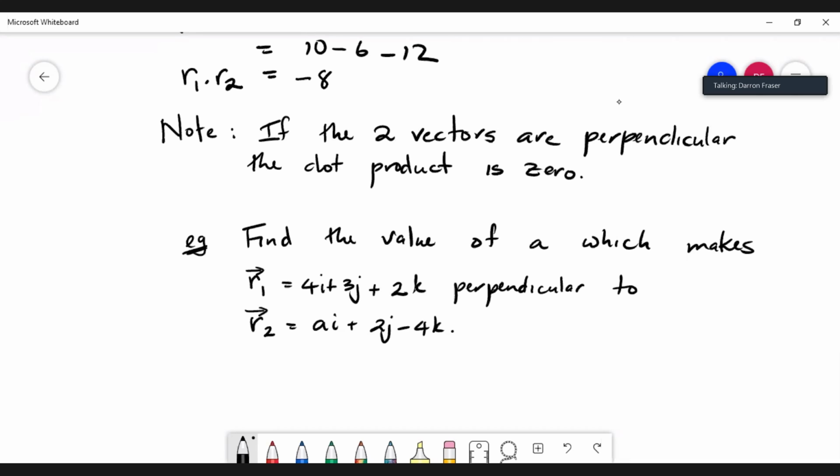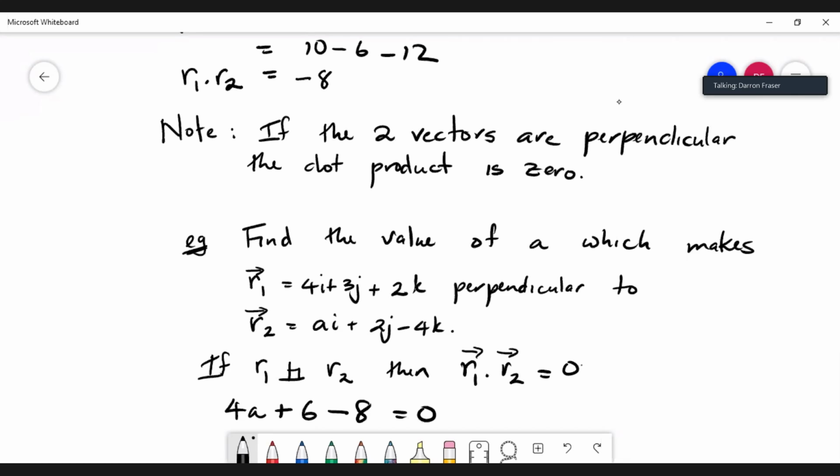So if they are perpendicular, then R1 dot R2 is supposed to equal 0. This gives me 4 times A is 4A, 3 times 2 is 6, 2 times negative 4 is negative 8, and that is equal to 0.